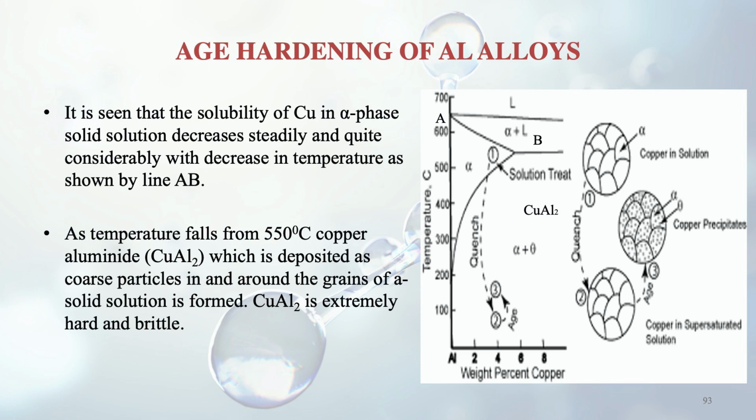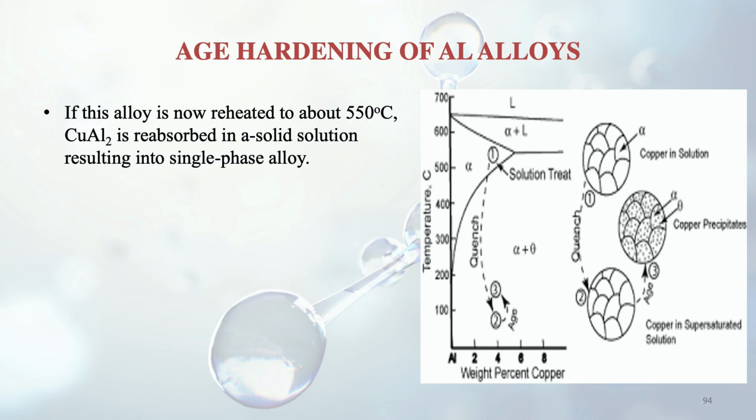So it is in the range of 400 degrees centigrade temperature and beyond the alpha range, and this is deposited as coarse particles in and around the grains of a solid solution. But this copper aluminide is actually very hard and brittle, so it cannot be very useful as such. So then what we do is heat the alloy to about 550 degrees centigrade.